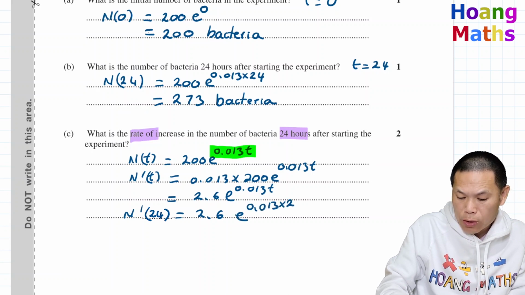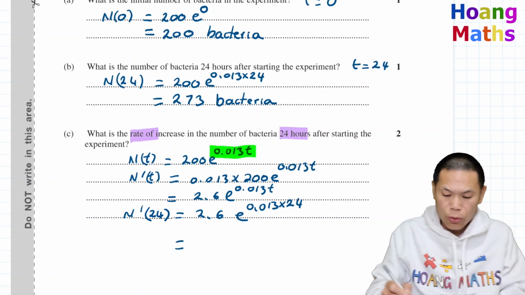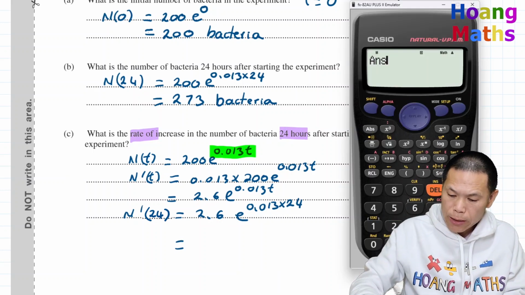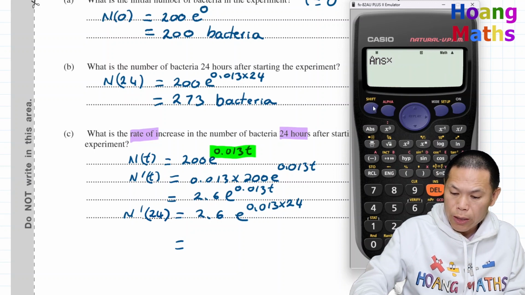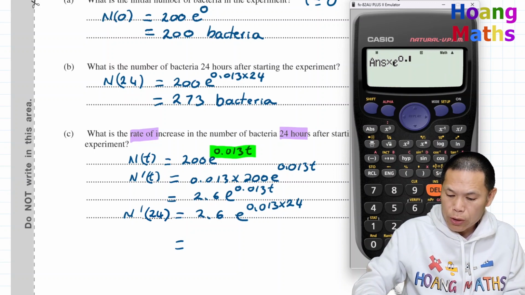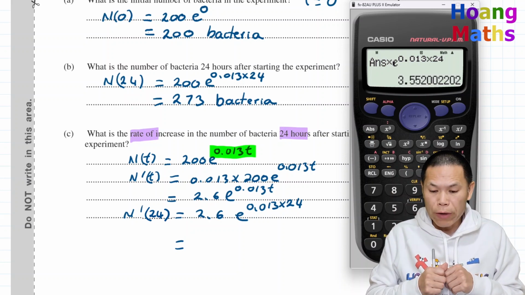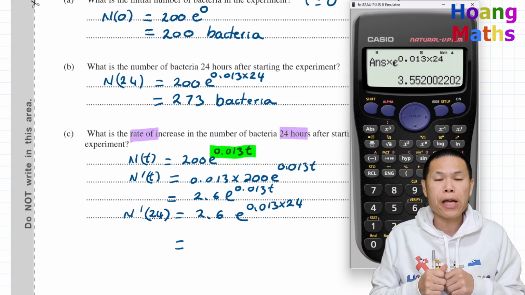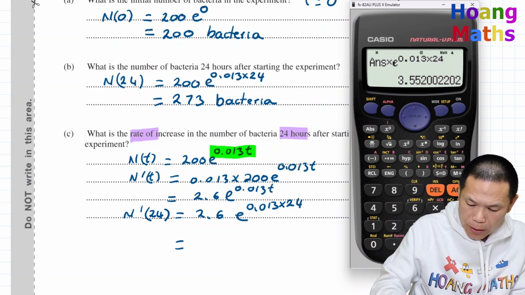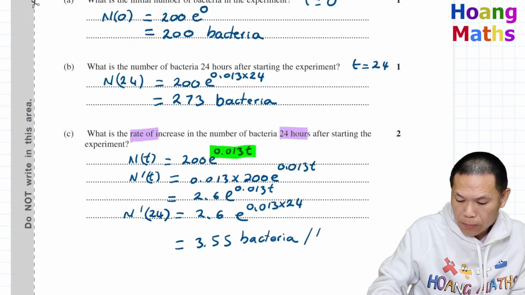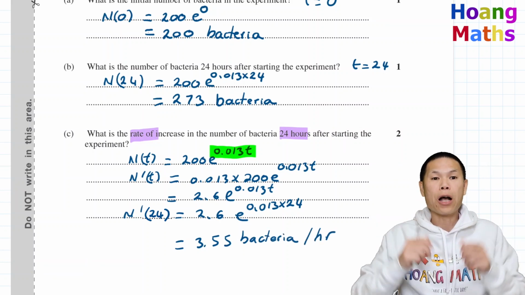Now at T equal to 24, the rate is 2.6 e to the 0.013 times 24. I just put it on the calculator: answer times e to the 0.013 times 24. So there you go, 3.55 bacteria per hour.